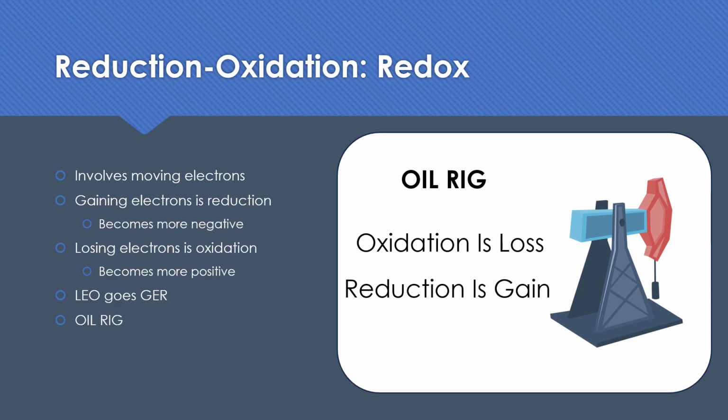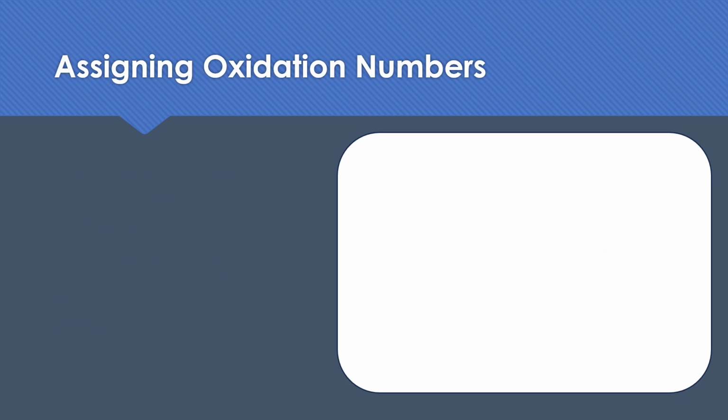Oxidation is loss of electrons. Reduction is gain of electrons. But remember that the charges go opposite because electrons have a negative charge. So if I'm getting more electrons, I'm getting more negative. In order to assess whether reduction and oxidation is occurring, we need to be able to assign oxidation numbers.